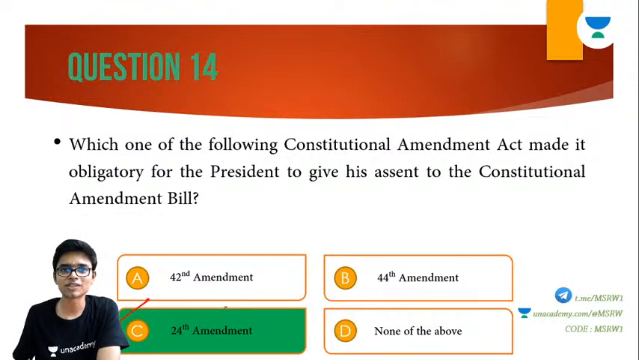Until the 24th Constitutional Amendment, the President had the choice of not giving his assent to constitutional amendments. But since this amendment, if a constitutional amendment bill is passed by Lok Sabha and Rajya Sabha and is sent to the President for his assent, he has no other choice but to sign it. He can't veto it. He can't send it back. He has to sign it. Okay, so the answer is option C.